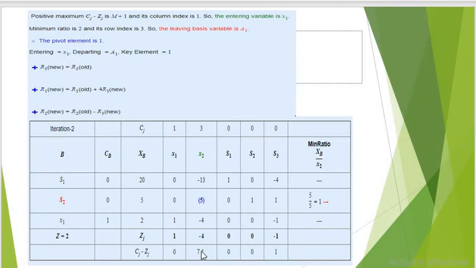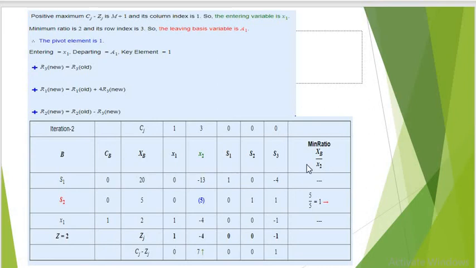And from the net value you can see that the values are not less than or equal to 0. If the values are less than or equal to 0, then the solution is optimal. Otherwise, look at the maximum positive value. It is 7. That corresponds to the variable x2. So x2 will be the entering variable.